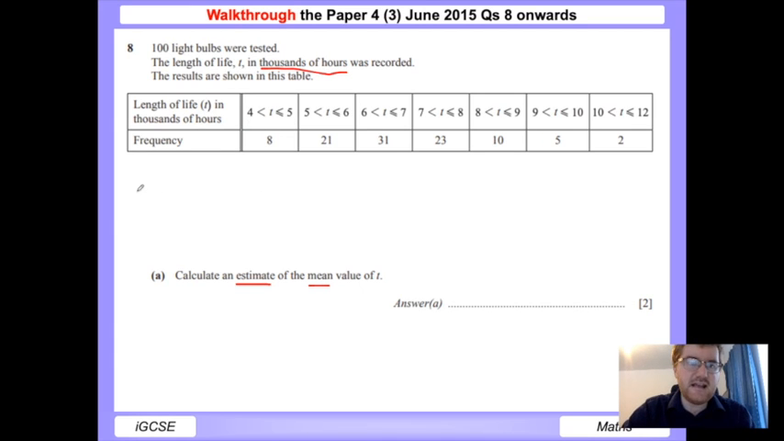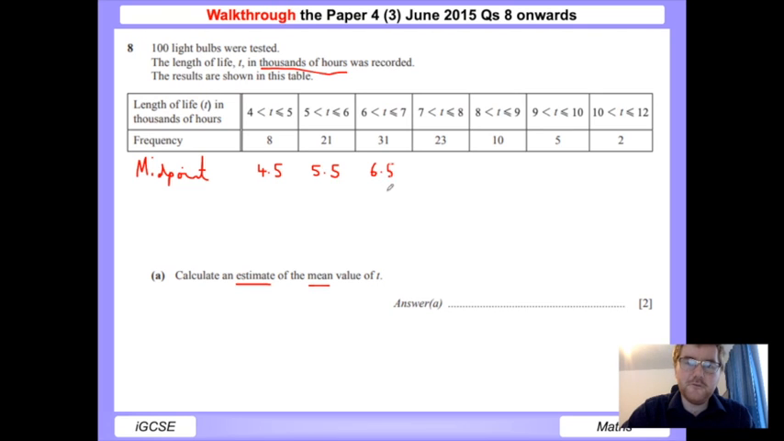our classes here. So I'm going to write midpoint, and I'm going to find the midpoint of each of these classes. Whenever you see an estimate of the mean question, you need to find the midpoint. So midpoint between 4 and 5 is 4.5. And next one is 5.5. You could also do this by doing 6 plus 5, which is 11, divided by 2, gives you 5.5.